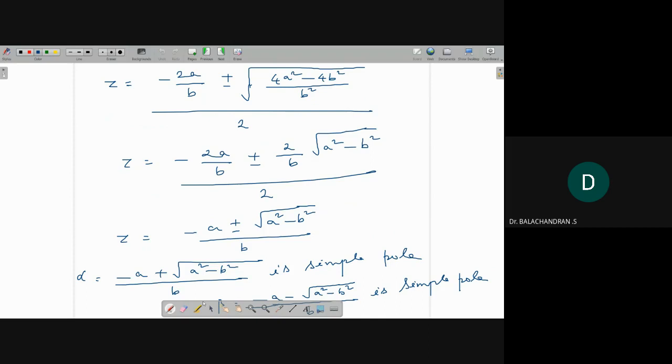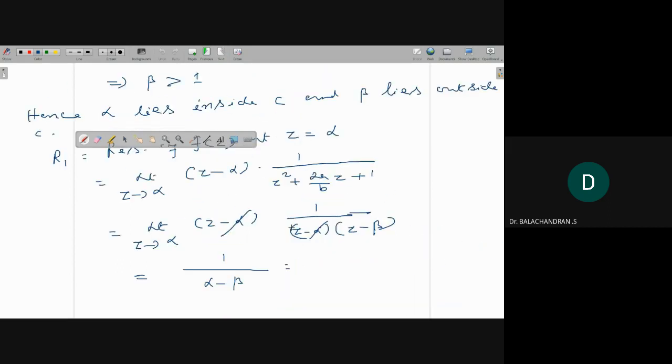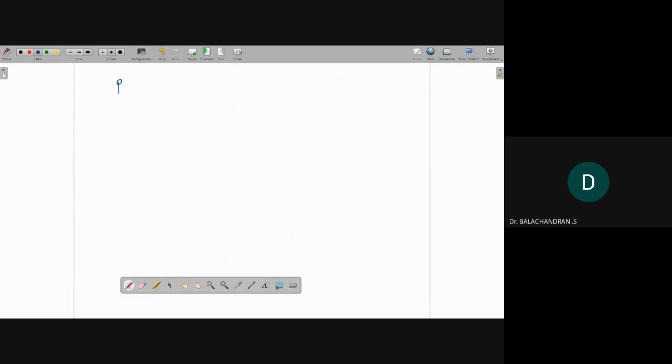Alpha is this, beta is this. If you subtract, the a by b terms cancel. This is plus, so 2 times root of a square minus b square by b. So that is alpha minus beta. Or you can write b in the numerator. So b by r1 equals b divided by 2 into root of a square minus b square.